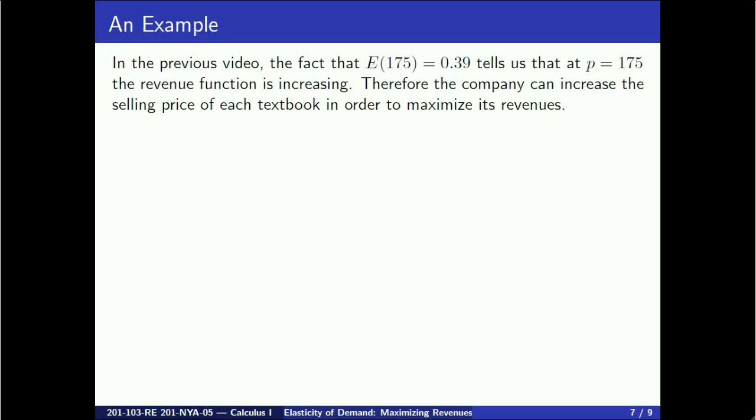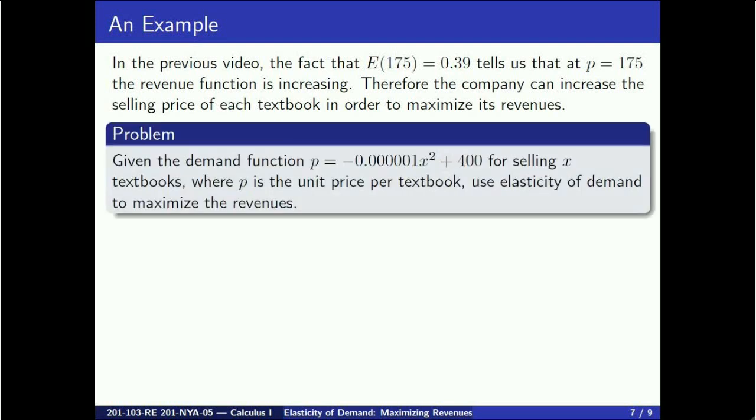Here is an example of a problem you may have in the exercises. Given the demand function P equals 10 to the minus 6 x squared plus 400 for selling x textbooks, where P is the unit price per textbook, use elasticity of demand to maximize the revenues. Note that this problem uses the same demand function as the running example used in the previous video. Since the revenue is maximized when its derivative is 0, or equivalently when the elasticity of demand is unitary, the optimal unit price is obtained by equating the elasticity of demand to 1.